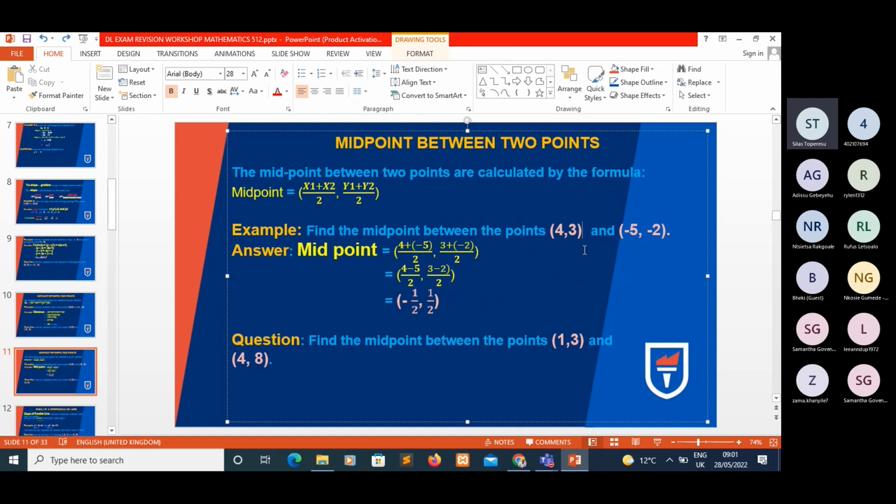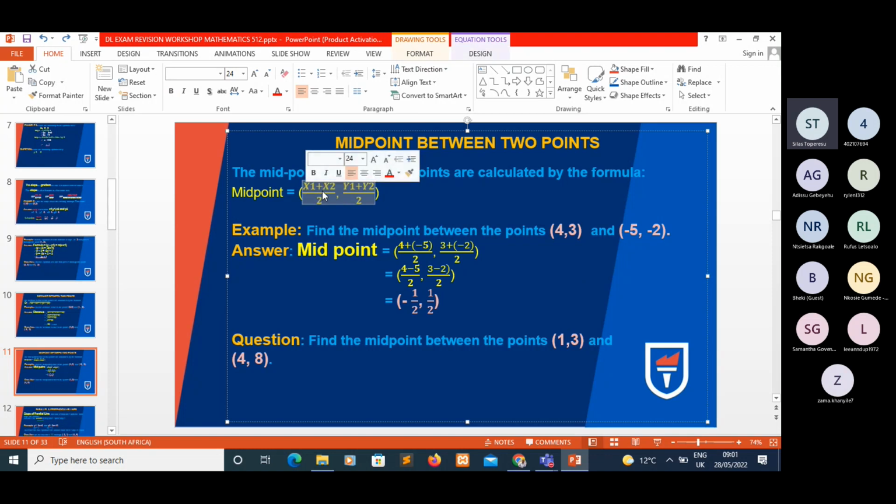Whenever you get a question where you have 2 points and you're asked to calculate the middle point, you should use the same formula that we used here. You add your x's together and divide by 2, and you add your y's together and divide by 2. Then you simply solve them and you get your middle coordinate, which is -half and half.